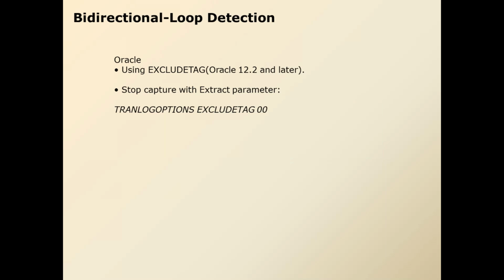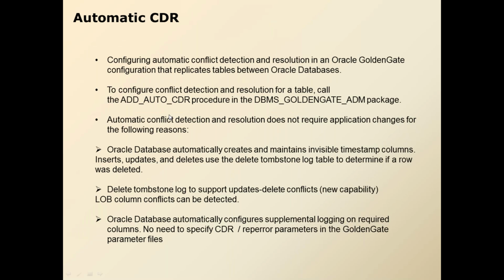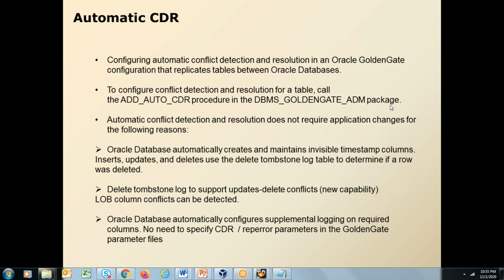So even if you're handling the conflicts, you always have to use this TRANLOGOPTIONS EXCLUDETAG 00, because the default behavior of GoldenGate is that it is going to capture the transactions which are applied by the replicat process. To ensure that the extract process doesn't capture the transactions applied by the replicat process, exclude the transactions with tag 00. Those transactions are applied by the replicat process, and the extract process will not capture them. And to enable the auto CDR, use this add auto CDR procedure inside the dbms GoldenGate ADM package. Okay, thank you.